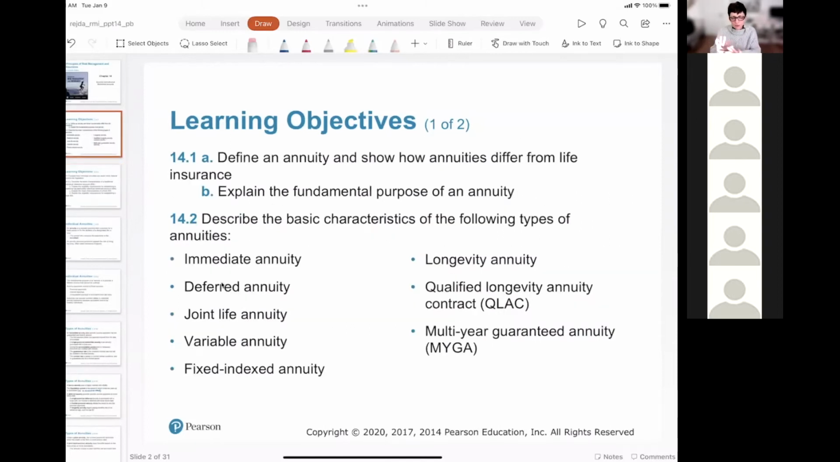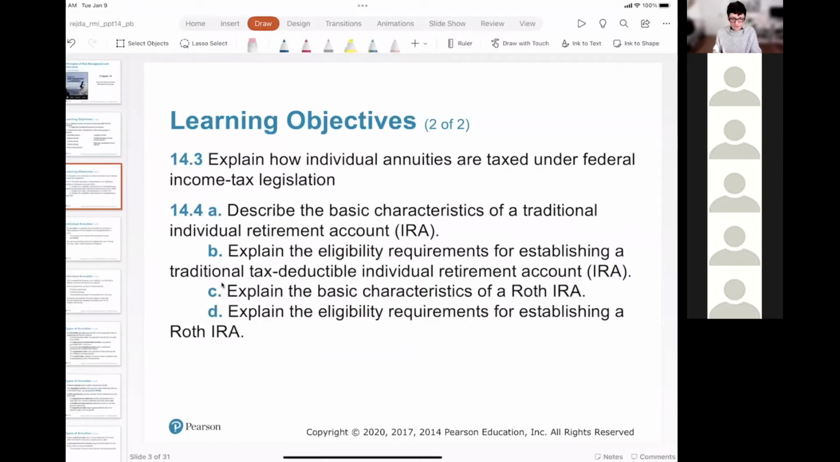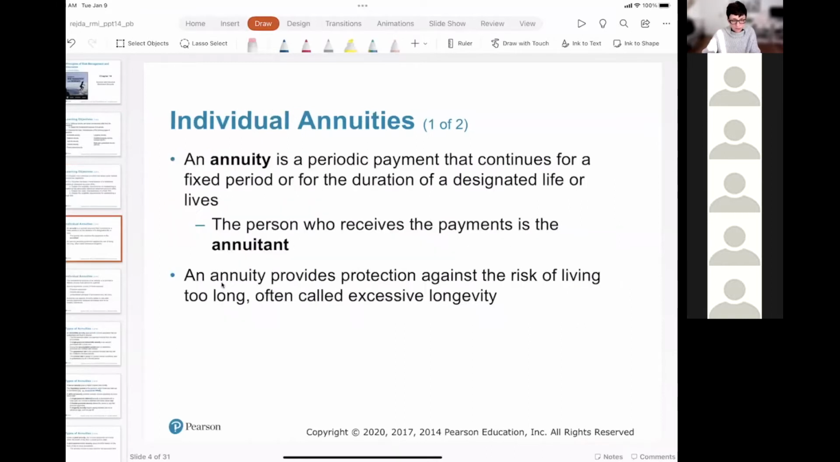So this is the learning objectives for this chapter. They seem long because we're using a lot of terms that we're going to bang out today, and you're going to understand what these mean, especially 14.2, the basic characteristics of all these different kinds of annuities, most of which will seem sort of self-evident once you understand the definition of them. We'll talk about how they're taxed, and then we'll get into IRAs, which you're going to really use a lot, whether or not you go into providing personal financial advice to somebody or just applying it to your own life.